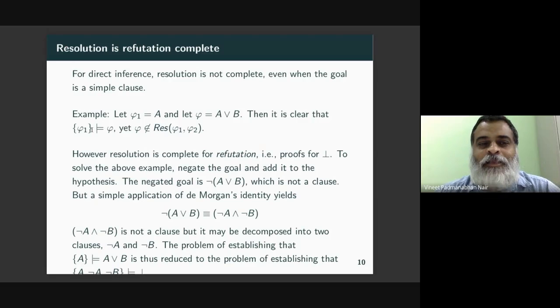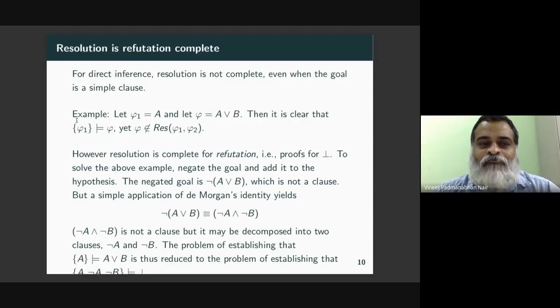Then it is clear that from phi1, which is A, phi follows. That means if you write something A, you can obviously add a disjunction to that. There is nothing to worry about. Nothing is wrong because either A or something else you are saying is always true unless the first one is true and the second one false. So you can always add something to the right hand side of a disjunction. This is what it means.